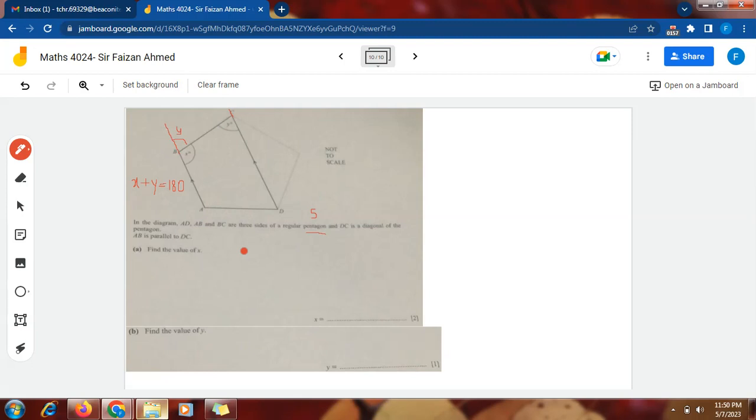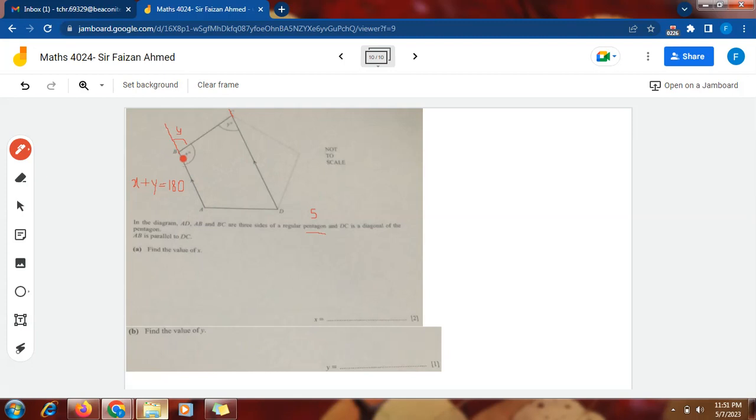What are the key points in the question? The question tells us that this figure is a regular pentagon, so we will be using the formulas of polygons. The second important thing in this question is the word parallel. Whenever the word parallel comes, what should strike you is alternate angles or corresponding angles. In this question, these are the two parallel lines.